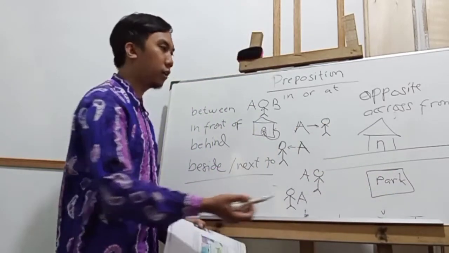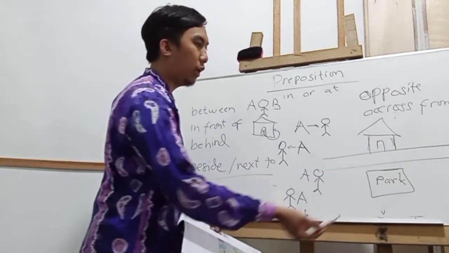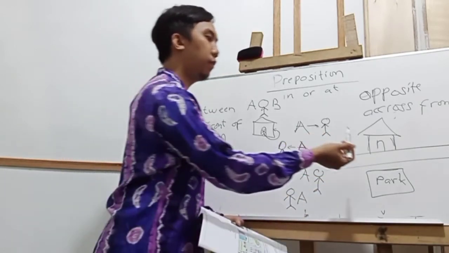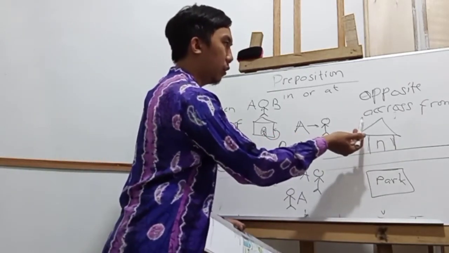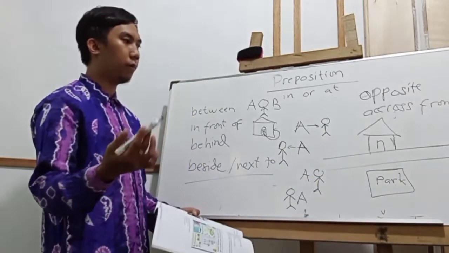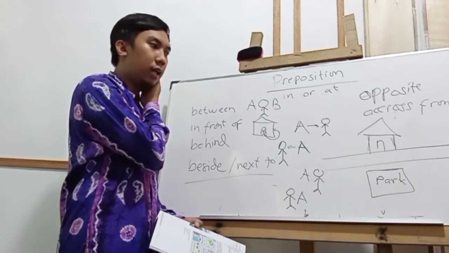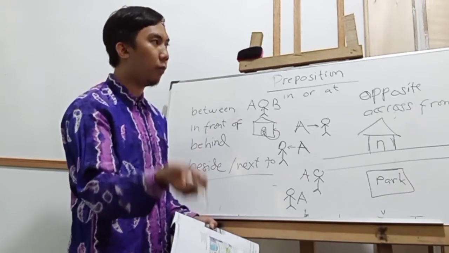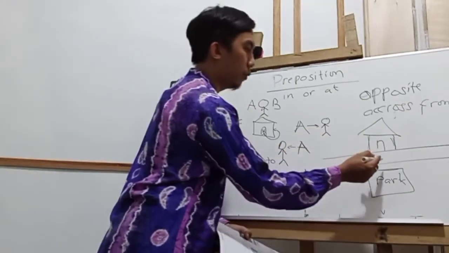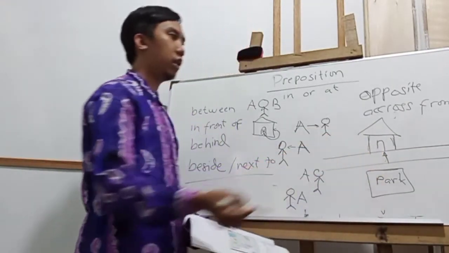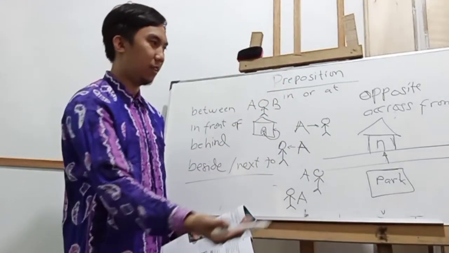You want to go to the park, so when someone asks you where the park is, you say the park is across from my house, or the park is opposite my house. Or, for example, your friend asks you where your house is. You can tell them that your house is opposite the park or across from the park. You have to cross the street, so that's why we say across. Opposite is on another side, like that.